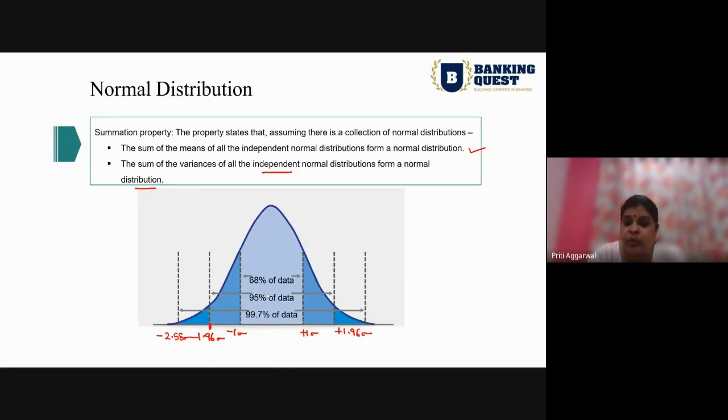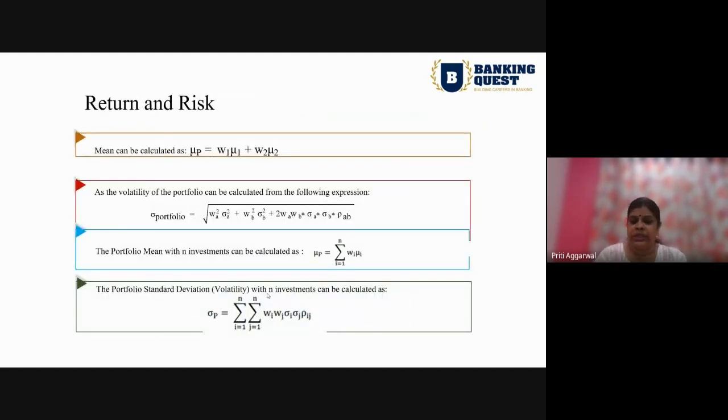Now, this is something which we have already talked about. We were talking about the mean. How do we calculate the risk and return for a portfolio? So, friends, when we have to determine the risk and return of a portfolio, I said that, let's say, I am making a portfolio of only two securities, A and B.